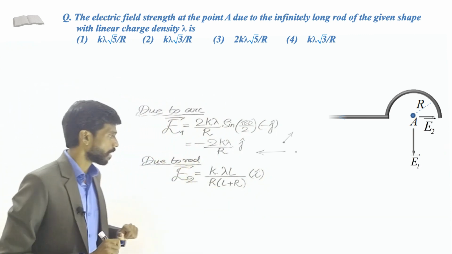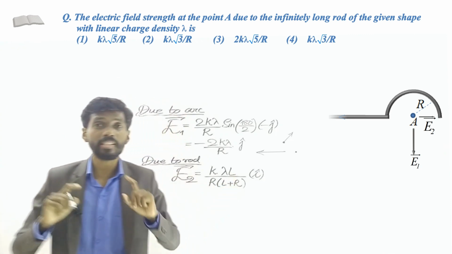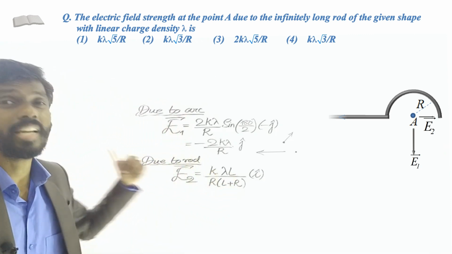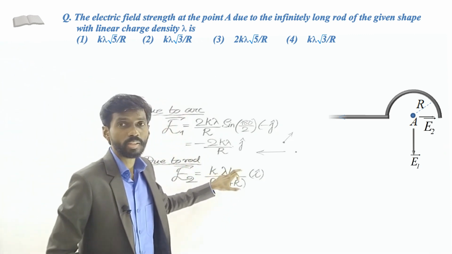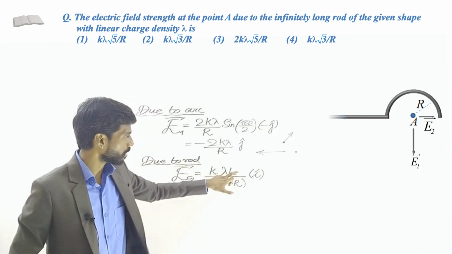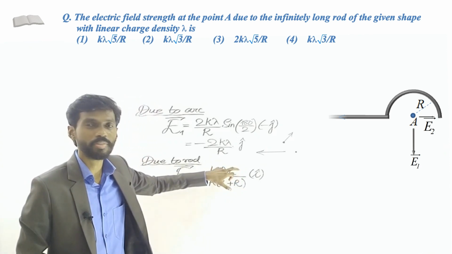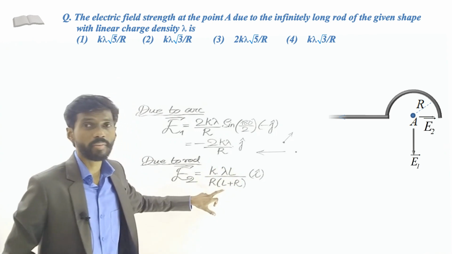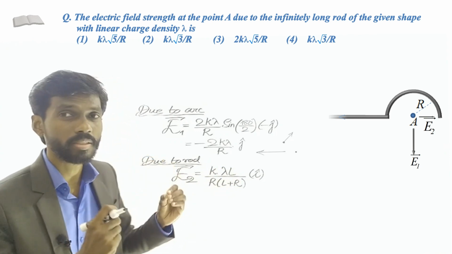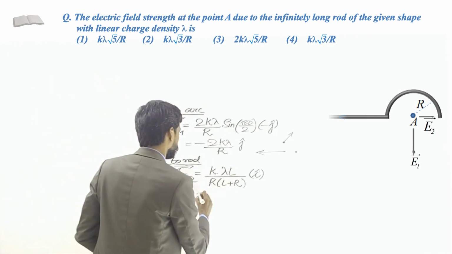But there is a problem here. This L is not known. So L is infinity, right? Because this is an infinitely long rod. So how to substitute infinity here? We cannot just substitute infinity for L here, and here also we have L. So we have to use the concept of limit. Alright, so we have to simplify this.